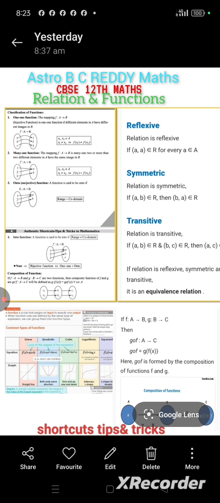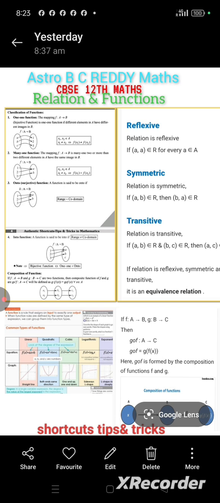If a relation is reflexive, symmetric and transitive, it is an equivalence relation. Here, common types of functions are given: linear, quadratic, cubic, logarithmic and exponential functions. Some equations and graphs are given here.